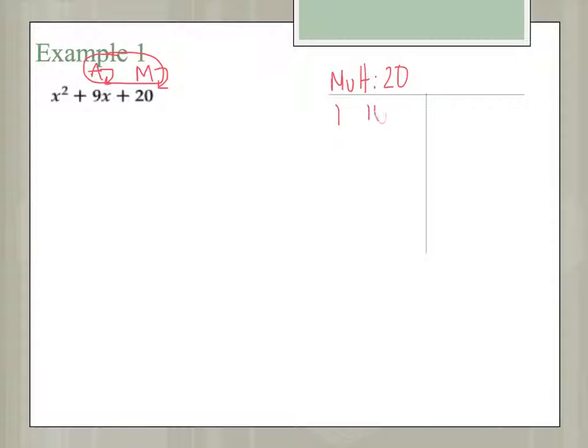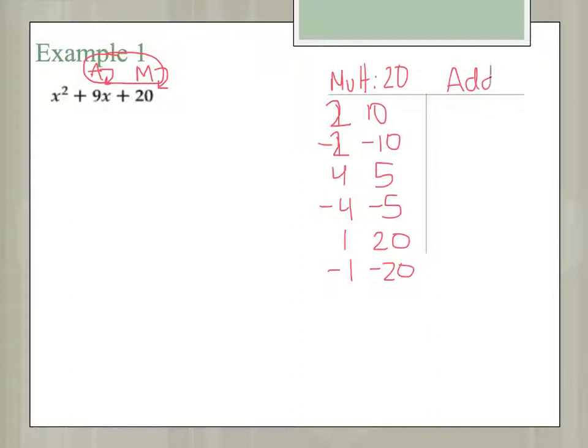We can do 2 and 10, negative 2 and negative 10, 4 and 5, negative 4 and negative 5, and we could do 1 and 20, negative 1 and negative 20. That's pretty much it for multiplying. Now when we add the two numbers, we want to get 9. If I add 2 plus 10, I get 12. That is not 9, so it's not going to work.